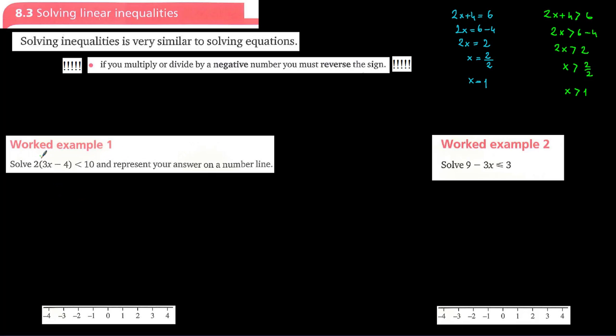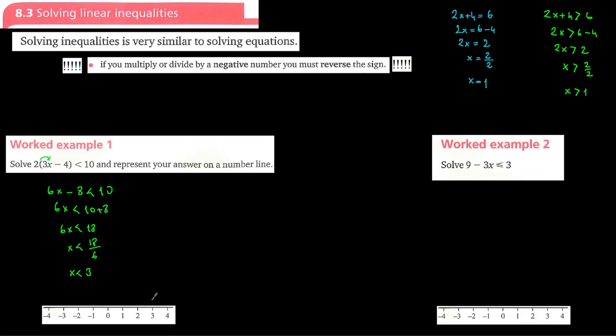2 times 3x is equal to 6x. We are going to first open the parentheses. 2 times 3x is equal to 6x. 2 times minus 4 is equal to minus 8, is less than 10. After this step, we are going to do everything similar to an equation. 6x is less than 10 plus 8. It's going to be 6x is less than 18. And now I'm going to divide by a positive number. This is very important. This number is a positive number. So x is less than 18 divided by 6, which is equal to x is less than 3.